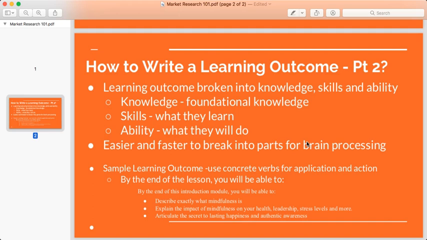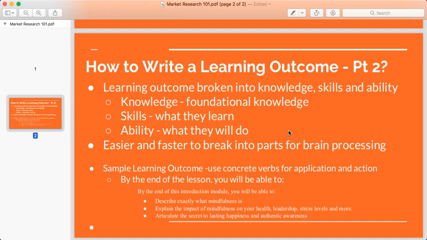This shows the students that, okay, these are the 3 outcomes that I will be able to master at the end of this lesson. And that way they know where this is going, they know where this is headed, and they can be very excited to follow along to the next lessons.